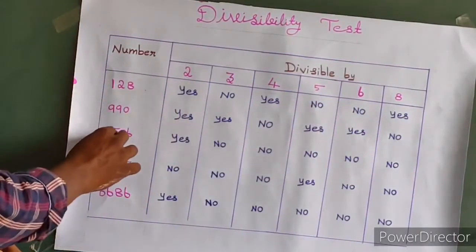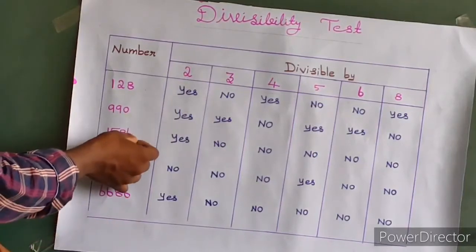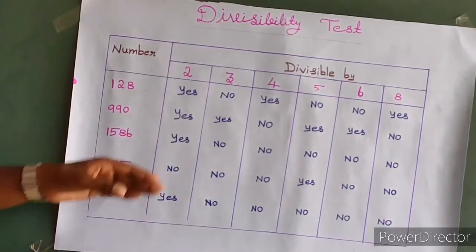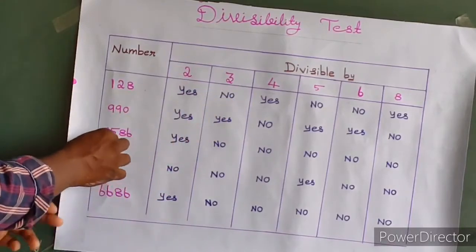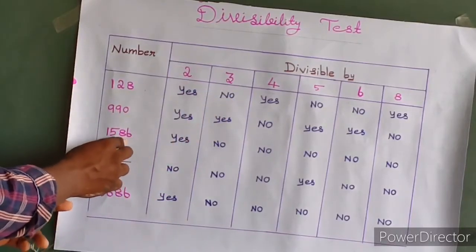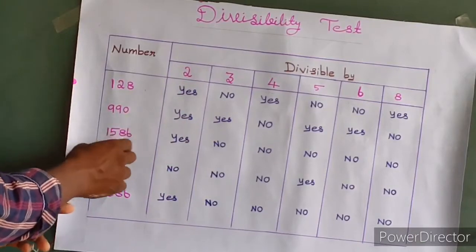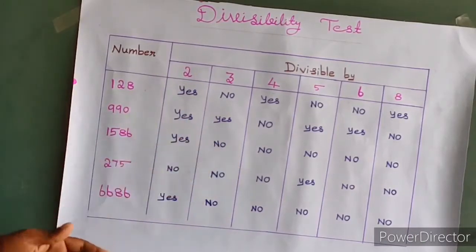Next, what is that? 1586. The last digit is just 6, so this is an even number. So this is divisible by 2. Yes. What is the sum of the digits? 1 plus 5, 6. And 6 plus 8, what is that? 14. 14 plus 6, 20. So 20 is not a multiple of 3. So this is not divisible by 3.